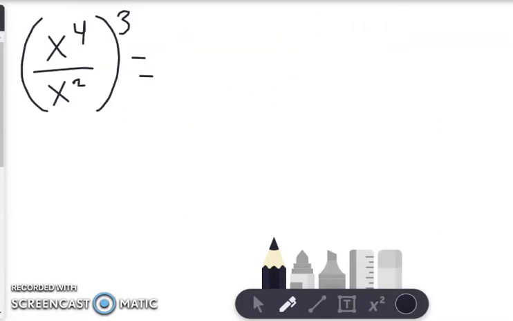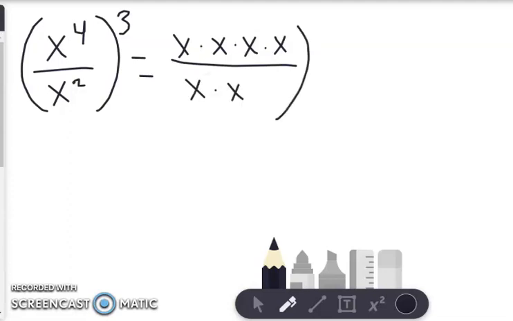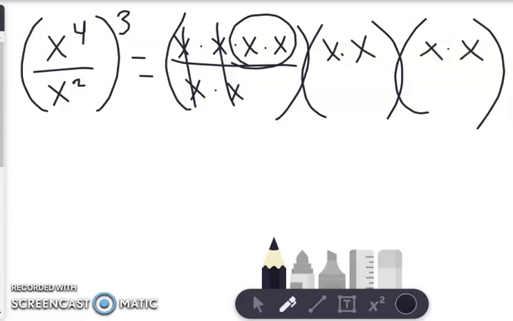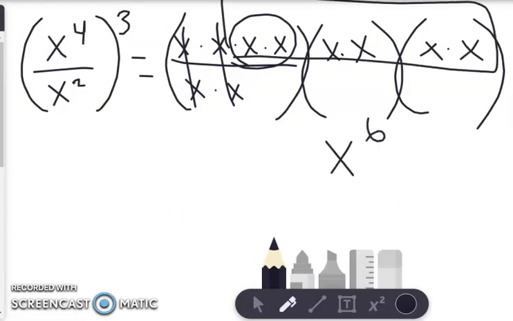Ooh, let's try this fun-looking one. All right, so let's just start with inside the parentheses. Inside the parentheses, we have x times itself 4 times. On the bottom, we have x times itself 2 times. And we're going to have this whole entire thing 3 times. I'm not going to write out everything. All right, so x divided by x is 1. So we have another 1 here. So we're left with x squared. So we'd be left with 2 x's here and 2 x's here. So all together, I would have x to the power of 6.